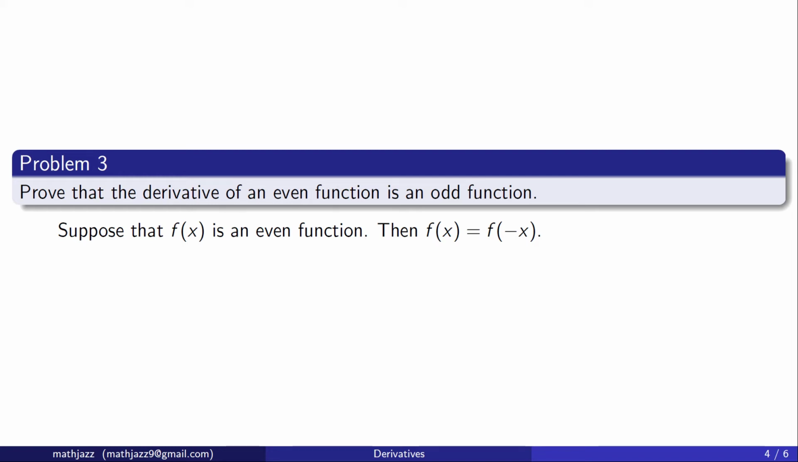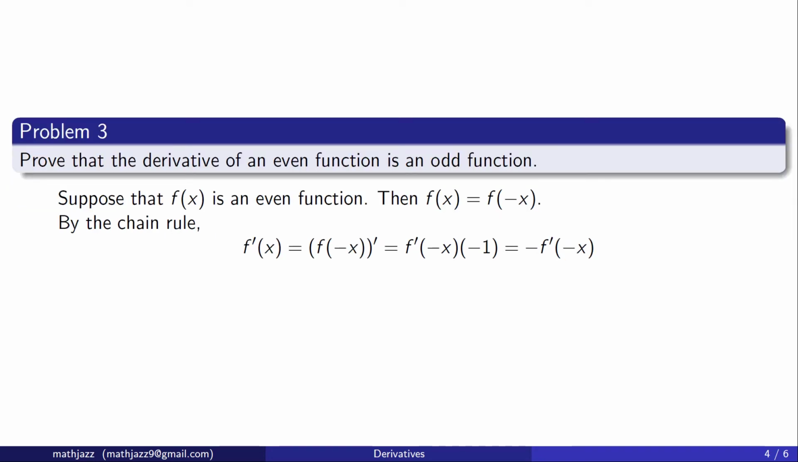So we take the derivative of this equation here, f of x equals f of negative x. We take the derivative of both sides. Doing the same thing to both sides of the equation means we end up with two things that are equal to each other. So this is what we get by the chain rule. The left-hand side, the derivative of f of x, is just f prime of x. And since f of x is equal to f of negative x, f prime of x is equal to the derivative of f of negative x.